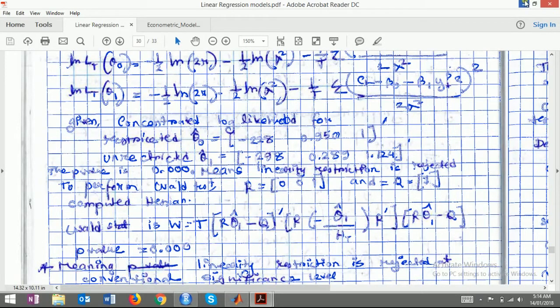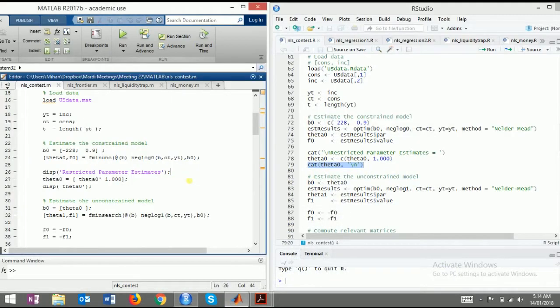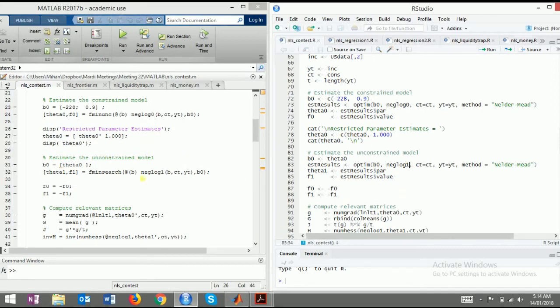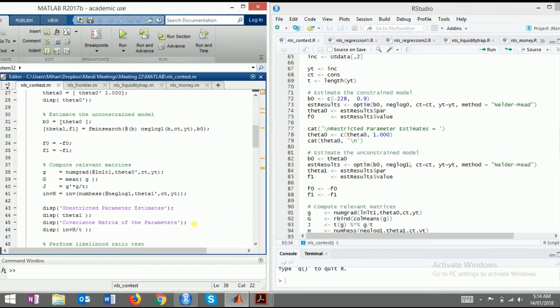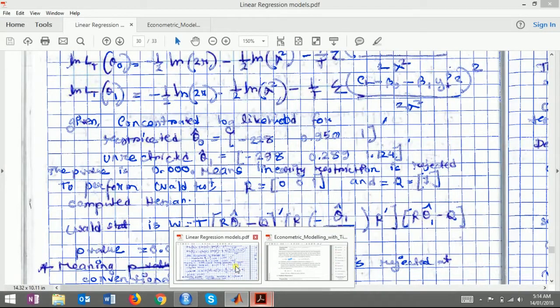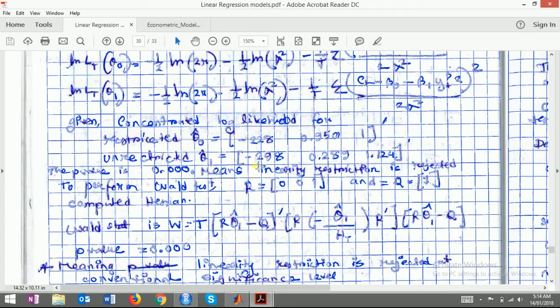And then the unconstrained model. Beta naught is taking theta naught's values for the unconstrained model. So we are initializing from theta naught here. Okay, and that's an important point here. We are initializing from the theta naught values, the restricted theta naught.